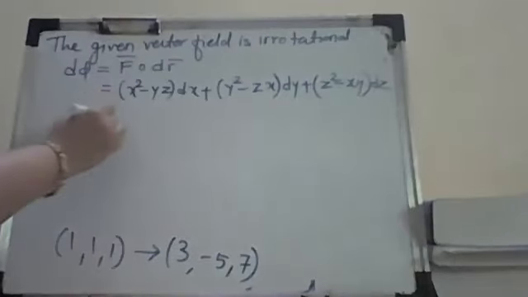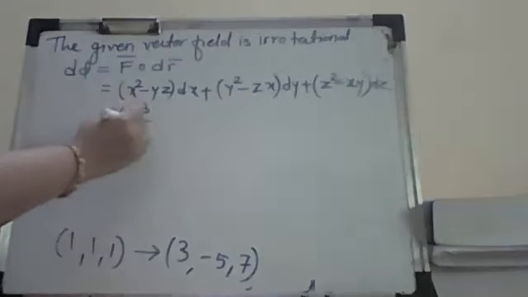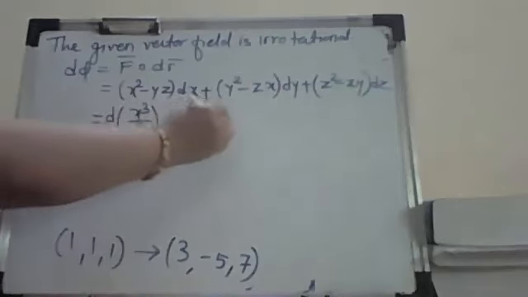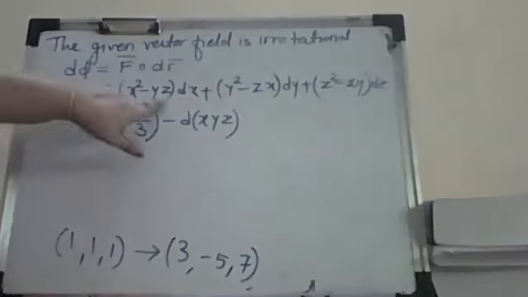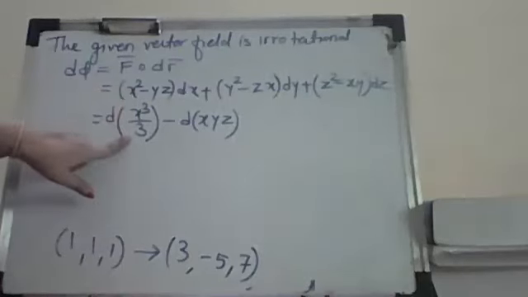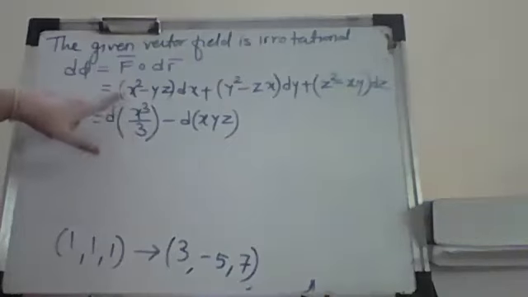So we write d of, what will be the derivative of this? It is x cube by 3. Then what about this term? As I said earlier, it is the derivative of xyz, because I have two variables here. Here I have only one variable, so it is very easy, because the derivative of this will give me this term. See, 3x square upon 3. The 3 will get cancelled, and I'll get back x square.